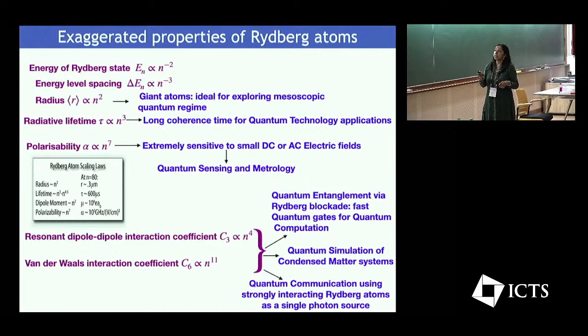And it has very large polarizability, which goes as n to the power 7. That means it's extremely sensitive to external electric fields; a very small electric field is enough to create a response in these Rydberg atoms. And it has very large interatomic interactions, like the dipole-dipole interaction and the very large van der Waals interaction, which goes as n to the power 11. So you can see a very strong dependence on the principal quantum number, so it's very strongly interacting.